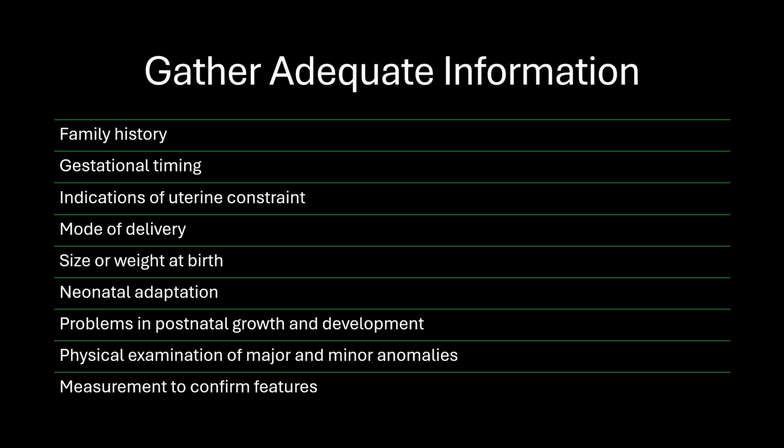That means the switch from the extrauterine life to the intrauterine life, was it smooth or was it hampered by some life threatening events or any other events as such? Were there any problems in postnatal growth and development? What are the physical examination findings confirming our major and minor anomalies? And we have to do some measurement to confirm the features, whether actually those features are present or not. For example, if we are thinking that the child may be having low set ears, we need to objectively confirm by our measurement that the patient actually has low set ears.